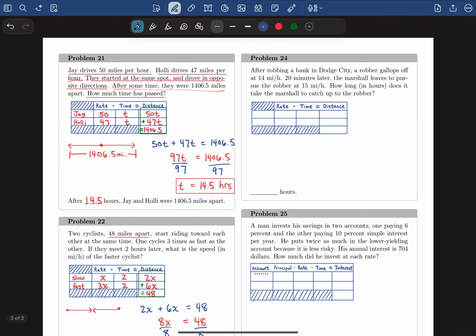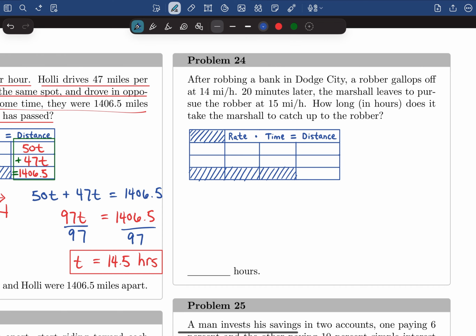Moving forward. Problem 24. After robbing a bank in Dodge City, a robber gallops off at 14 miles per hour. 20 minutes later, the marshal leaves to pursue the robber at 15 miles per hour. How long in hours does it take the marshal to catch up to the robber?